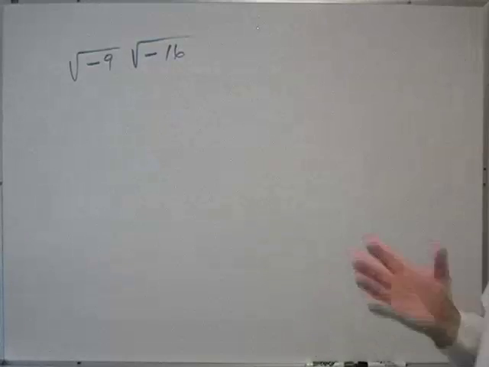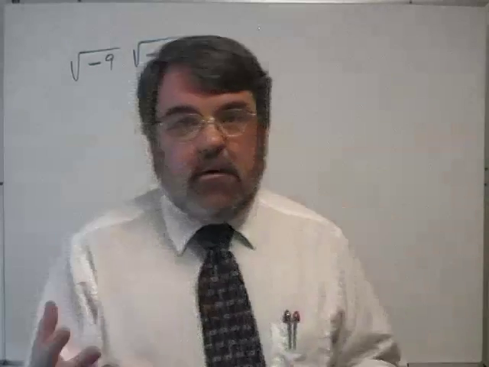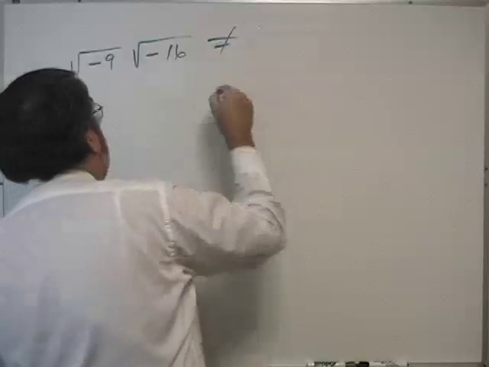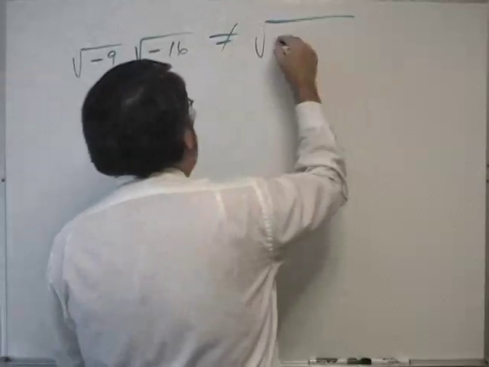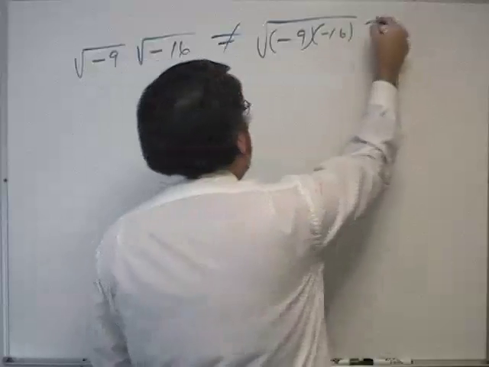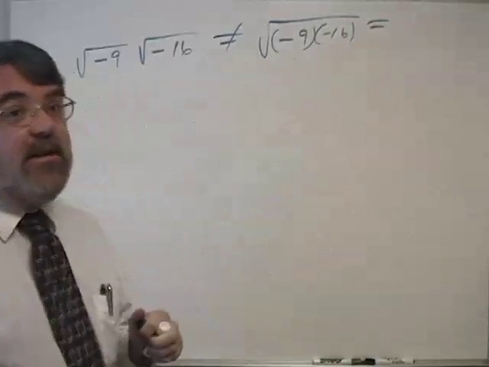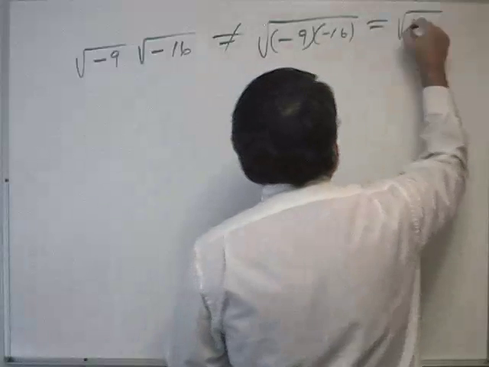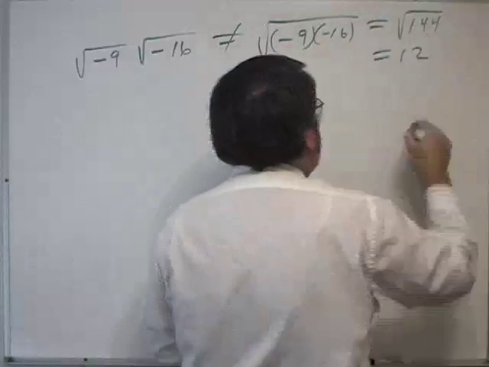What should it be? Well, it would be wrong to assume that this is the square root of negative 9 times negative 16. Negative 9 times negative 16 is positive 144, which is equal to 12.